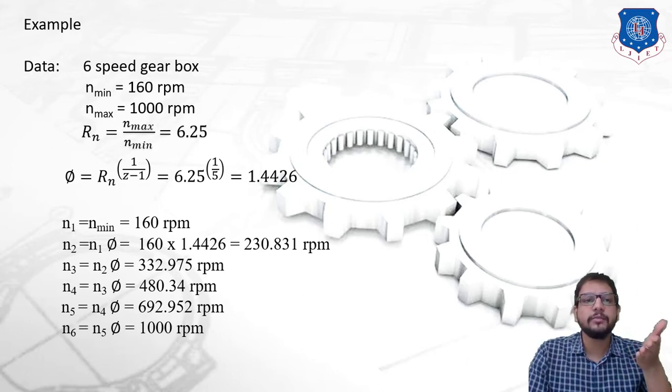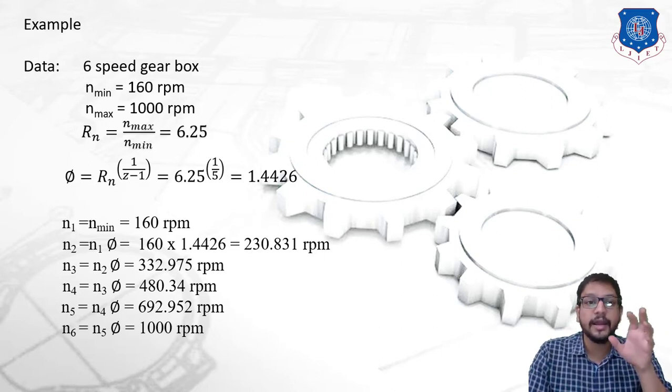And what do we need to determine? We need to distribute the speed. We need to determine the intermediate speeds from N minimum to N maximum. That is our target, and that too by using a geometric progression. So how can we do that?